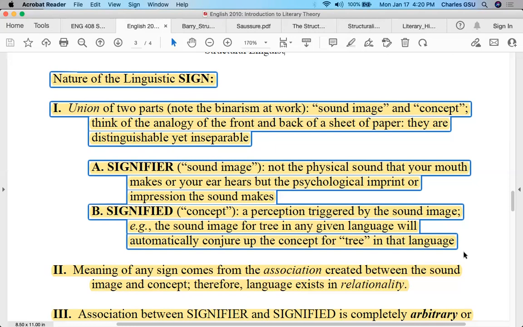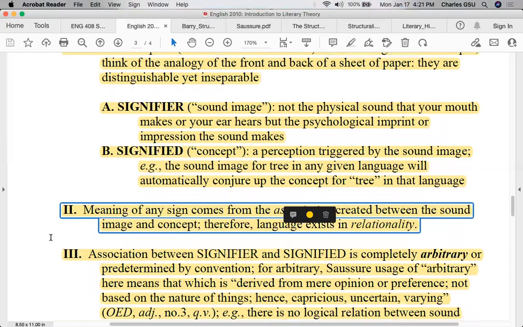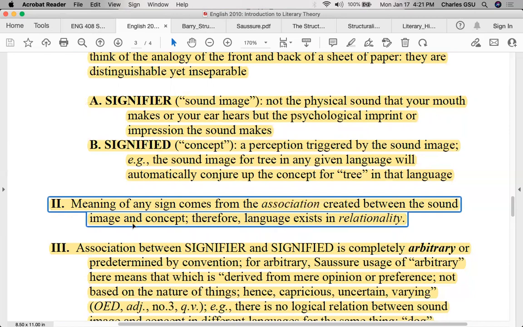Or he also uses the example of dog. For us, that might conjure up any number of sound images of dogs, right? But the signified, the thing that it's pointing to out in the world, is not necessarily dog in any other language. So in Spanish it's perro, in French it's chien, in German it's Hund. And so you have to wonder why. It's all the same creature, could be the exact same creature for that matter, that you're all looking at, but that concept is not fixed. And he will tell us, therefore, that language and the sign is relational, or language exists in relationality.